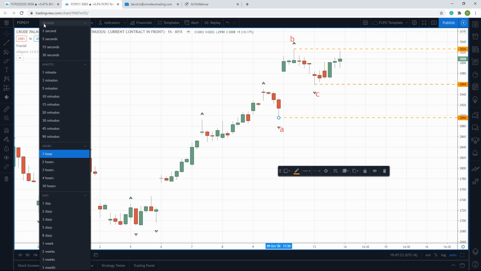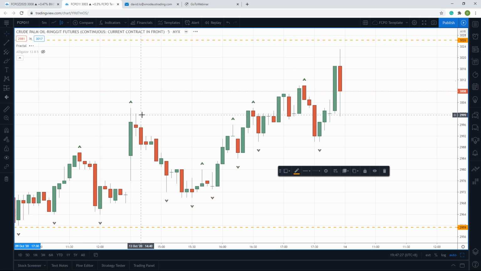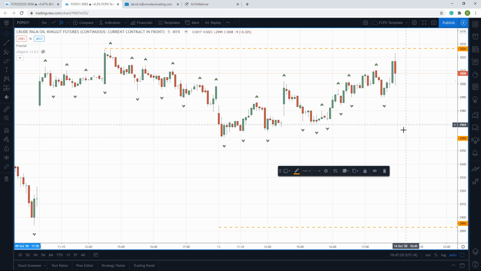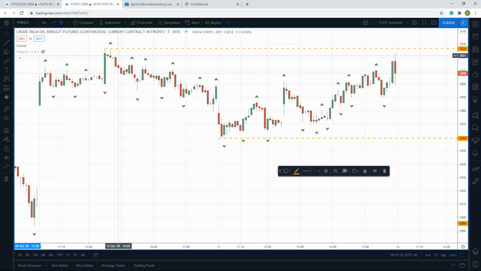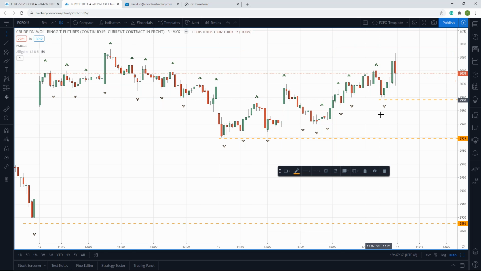Okay, if you like to trade intraday, let's go to, say, the 5-minute charts. What do we have here? In terms of the 5-minute charts, over the last couple of hours of trading today, you could see here, where was the first one? Yeah, you had an A here.